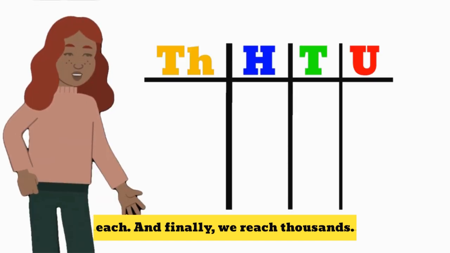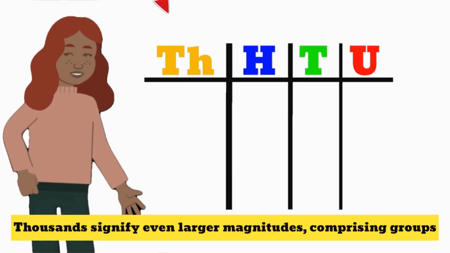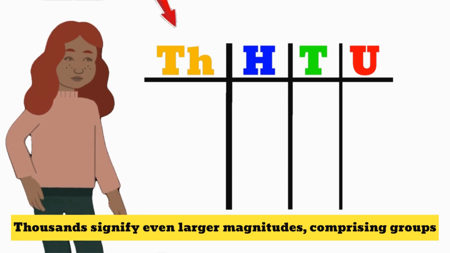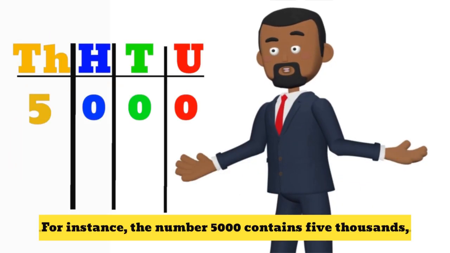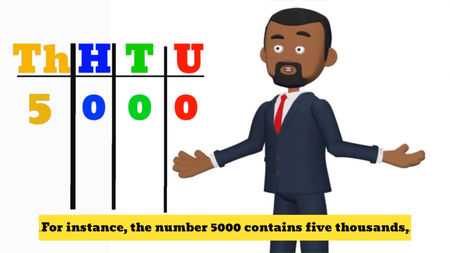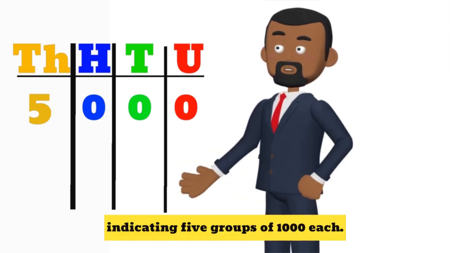And finally, we reach thousands. Thousands signify even larger magnitudes, comprising groups of 1,000. Precisely. For instance, the number 5,000 contains 5 thousands, indicating 5 groups of 1,000 each.